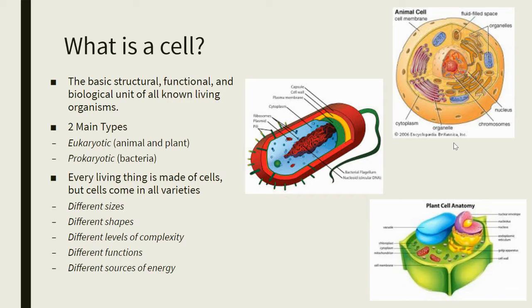But basically, even though cells all are the basic unit of structure and function for all living things, and they have a lot of similar organelles and properties in common, they can be different sizes and shapes. Some are more complex and some are less complex. They might have different functions and they might get their energy in different ways.